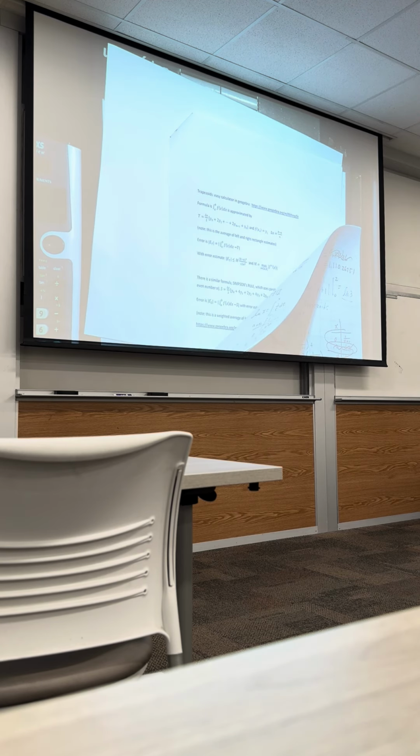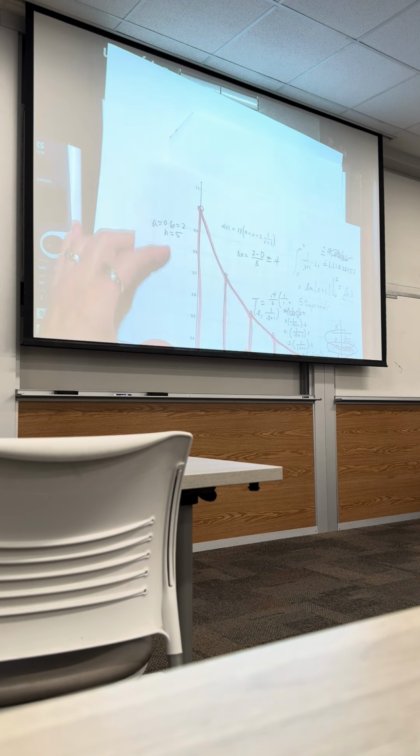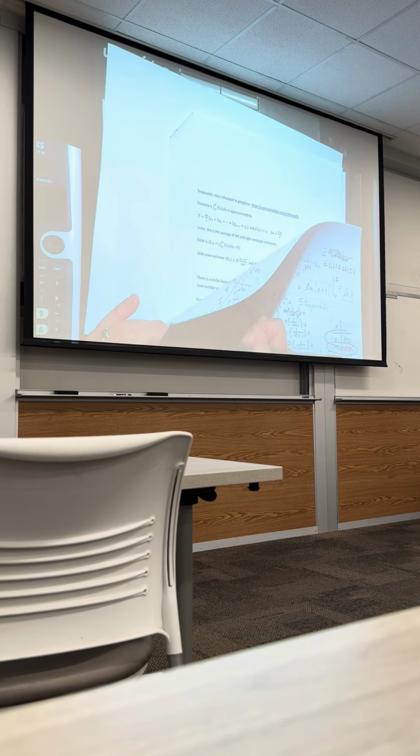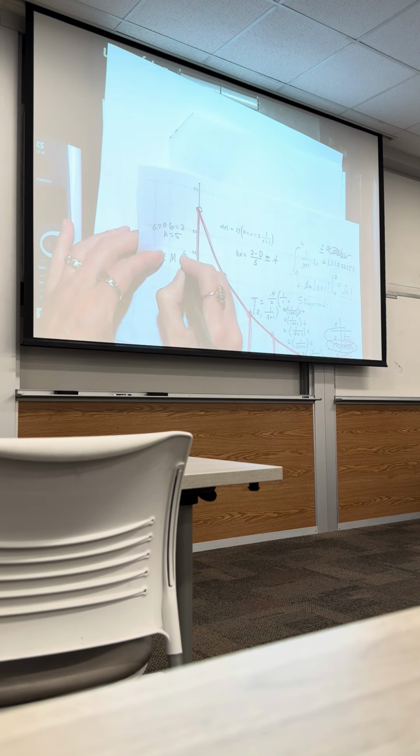And what else do I need in the formula? So I need M. Last, we're going to go to M: 12, no, (B minus A)^3, which is 2 minus 0 cubed, over 12 times 5 squared. And then I have to find M, which is the max of the second derivative.